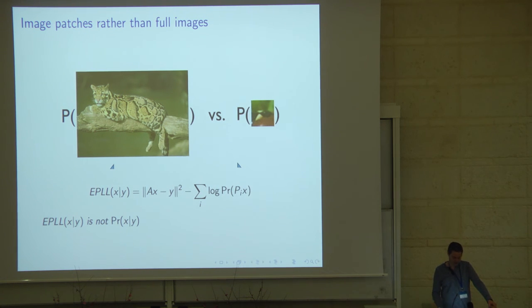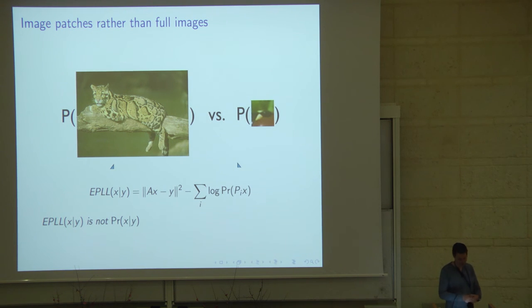And then the interesting thing is, okay, you've learned this distribution over patches. How do you actually go about denoising a full image? And the way Daniel did it is he optimized this function, which has a data term that says you want the image to be close to your observed image, and you also want every patch in the image to have high log probability under your learned model.